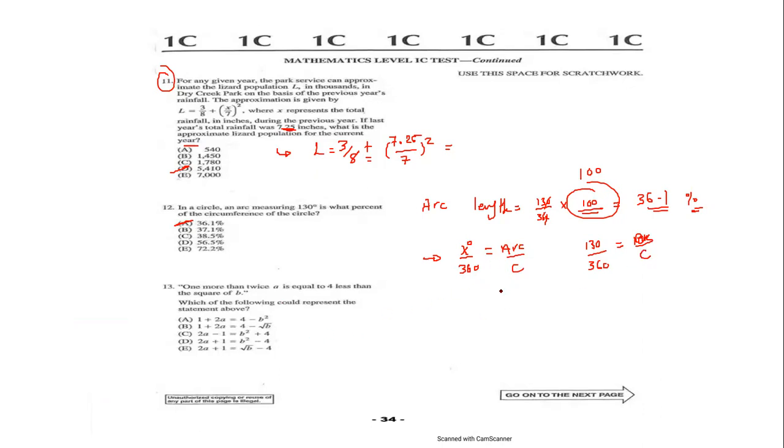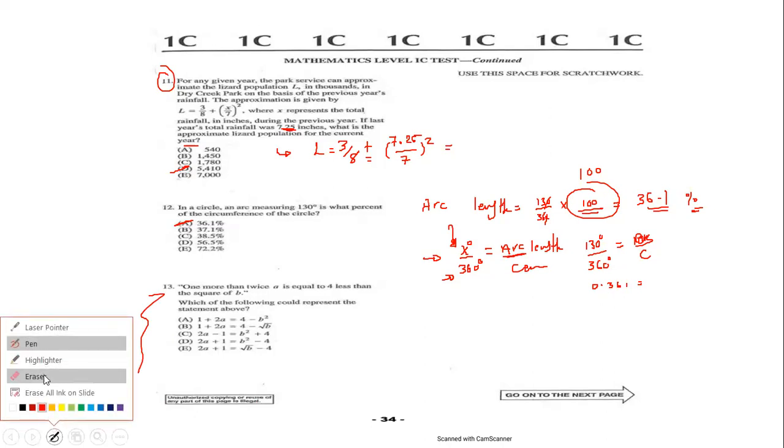It should be the same, I mean the ratio, guys, between the central angle to the whole 360 should equal the same ratio from the arc length to what? To the circumference of the circle. So 130 degrees over 360 is equal to the arc length over C. Here what did we get? 0.361. Multiply by 100 to convert it to a percent.